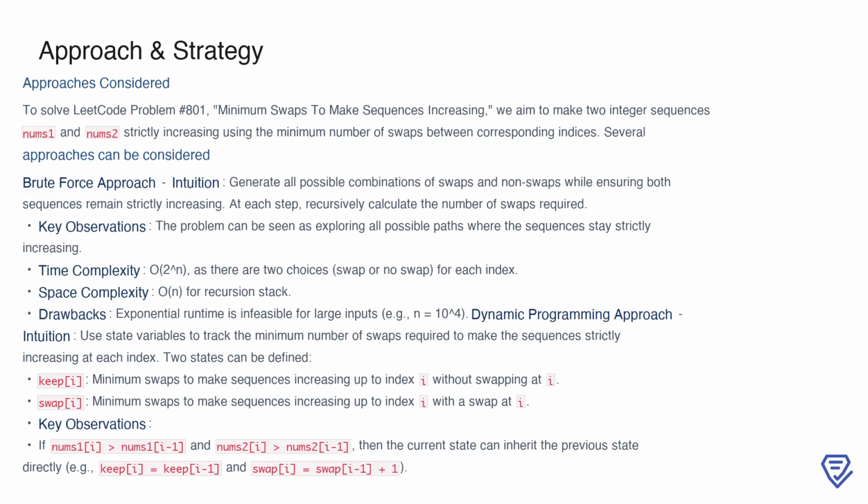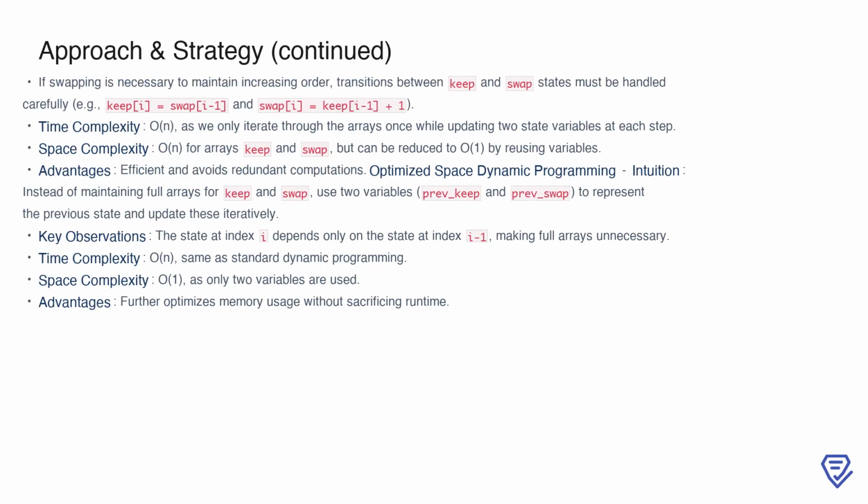Now, when swapping becomes necessary to maintain the increasing order, the transitions between the keep and swap states must be handled carefully. For example, if we decide to keep the current index unchanged, we may inherit from the swap state of the previous index. As a swap, there could ensure the sequences remain valid.